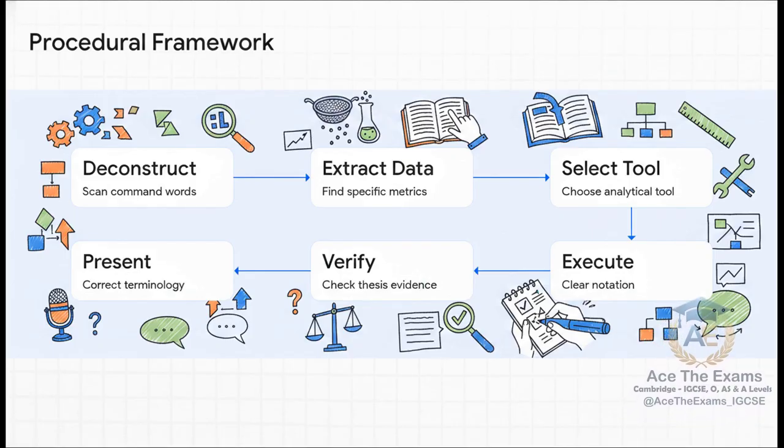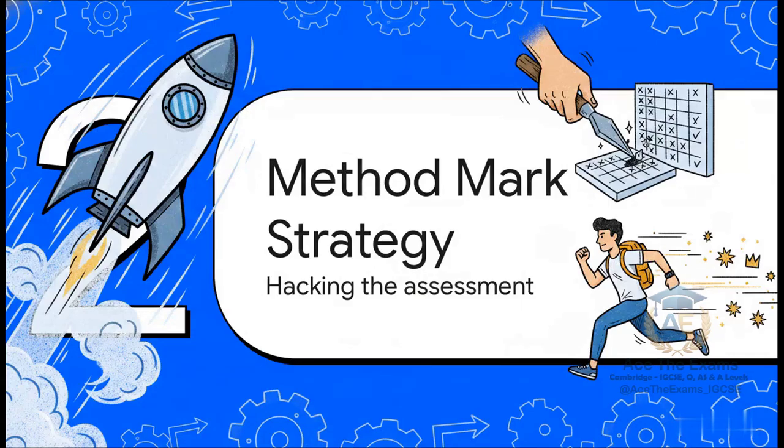Hitting these 6 steps in strict order locks in your pacing and prevents you from wandering off topic into a time-wasting dead end where your marks per minute flatlines. Section 2, the method mark strategy. This is where we start hacking the assessment framework itself.